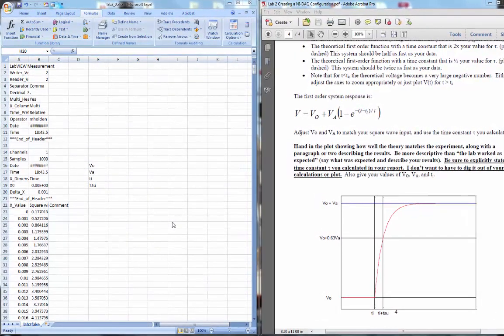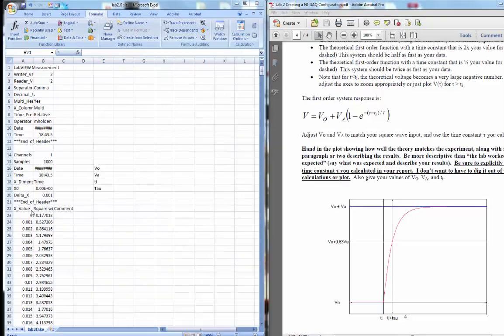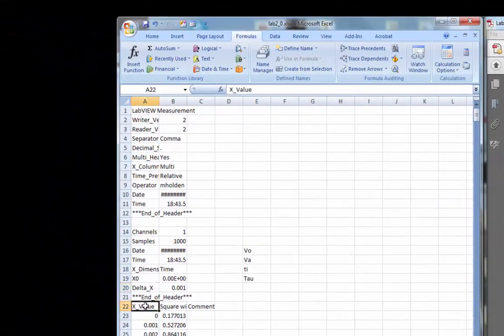Alright, so this is going to be an overview of how to analyze the data from the lab. You can see here, this is the CSV file that you should have gotten from the lab. We've got two columns of data. This one is time, and this one is the experimental voltage measurements.